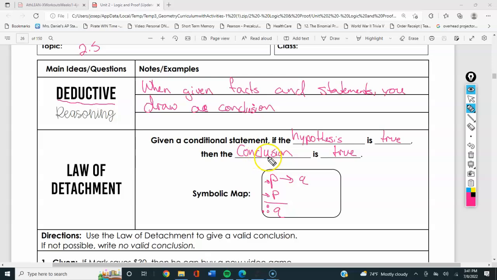Alright, that looks really confusing how it's written out here, but let me tell you some examples. That'd be like if I told you, if it is Saturday, then you don't have school. And someone tells you later, it's Saturday. Then you can conclude, well, there's no school today.